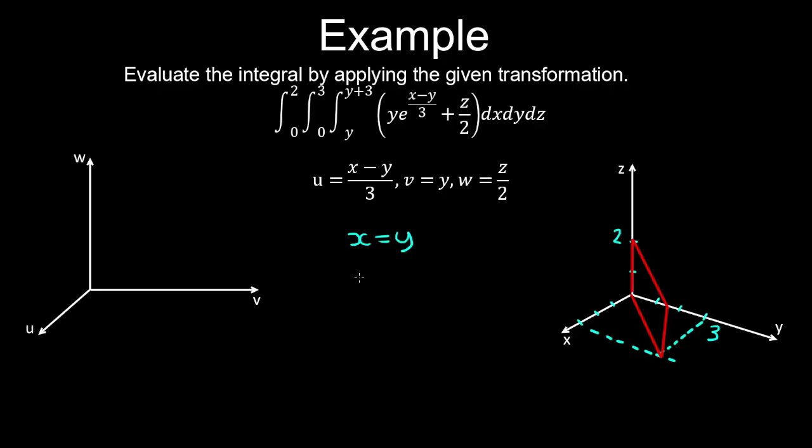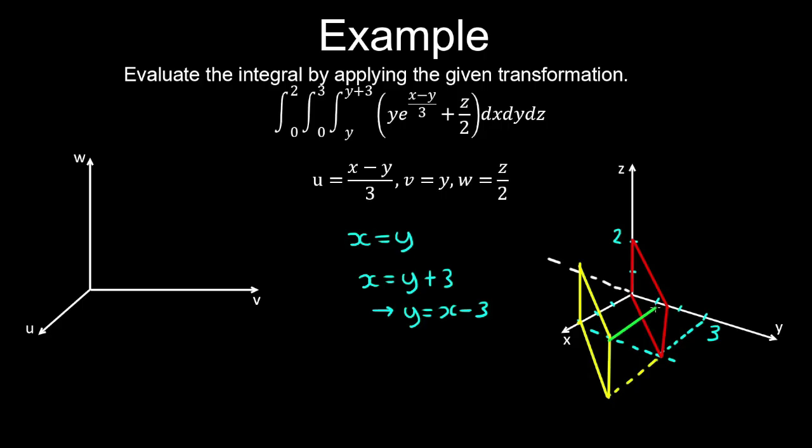And our upper limit of integration gives x is equal to y plus 3, or y is equal to x minus 3. And we're integrating from y equals 0 to 3. So when x equals 3, y is 0. And when x equals 6, y is equal to 3. So the bases of these two cylinders have the same slope, and the planes have the same height from z equals 0 to 2. So this front plane looks something like this. So this here is our region of integration.